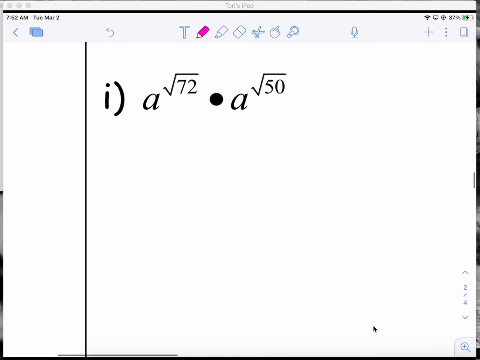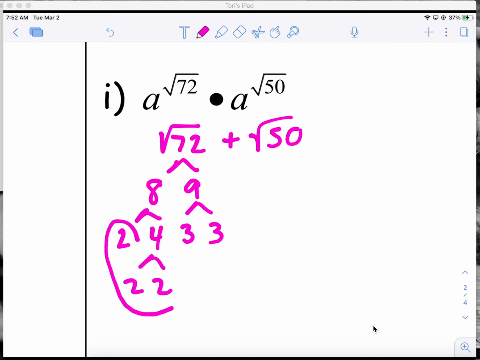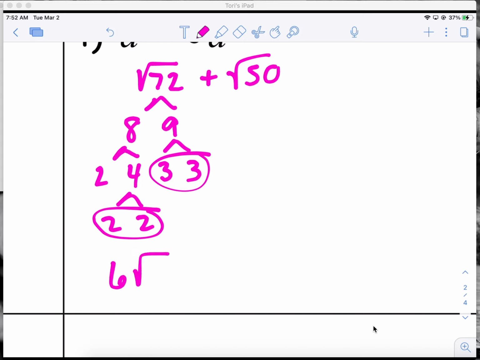All right, let's go down to I. So I is one of those where we're trying to add the exponents. For me, I kind of ignore the a's to start, honestly, and I worry about focusing on square root of 72 plus square root of 50. Square root of 72 is like saying 8 times 9, and then I got 2 times 4, 3 times 3, and 2 times 2. So I have a set of 2's and a set of 3's. That would look like 6 square root 2. If you knew that a 36 was in there, that's awesome. This is in case you didn't.